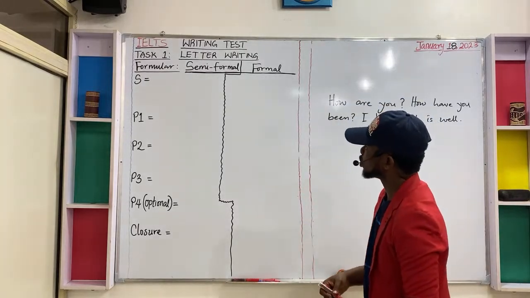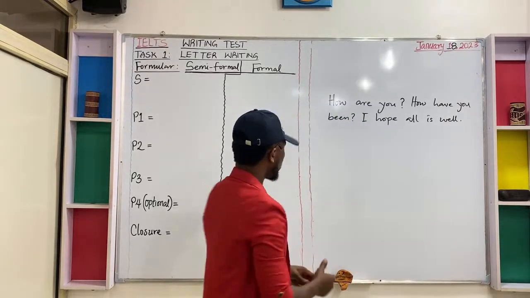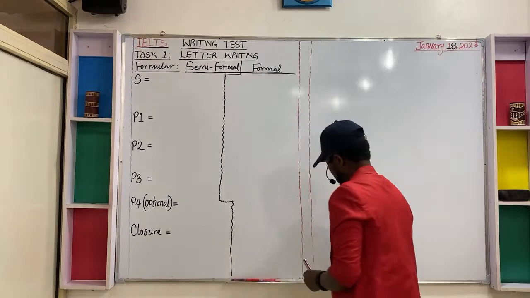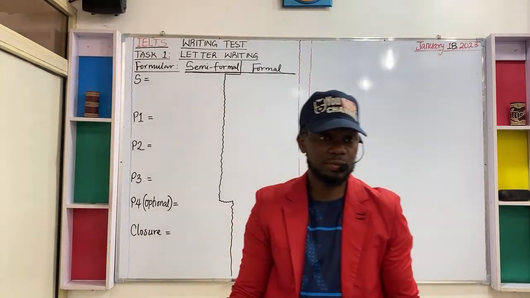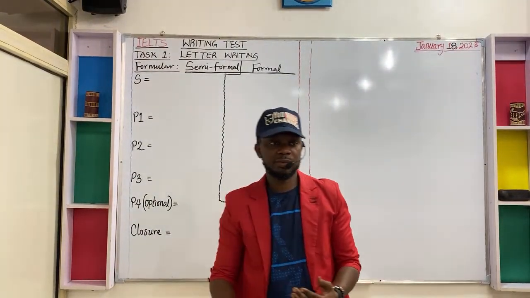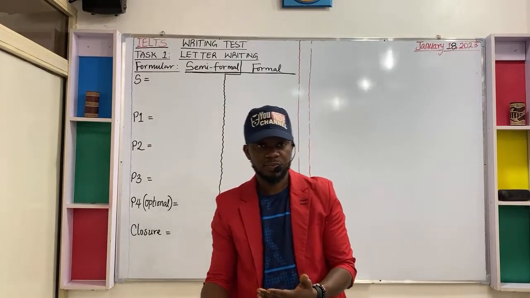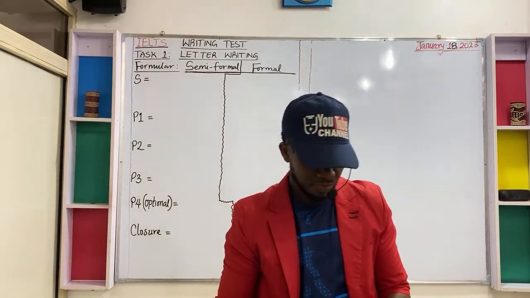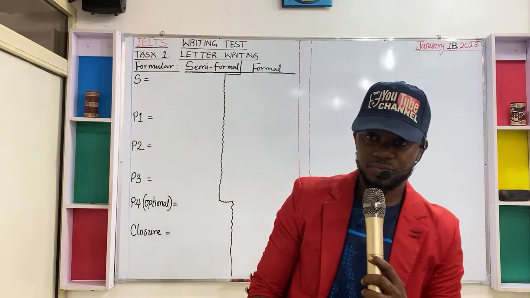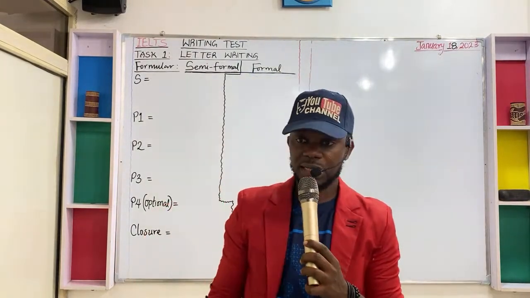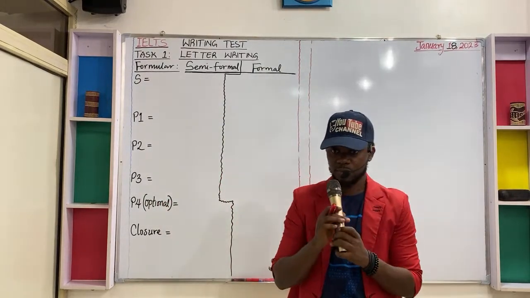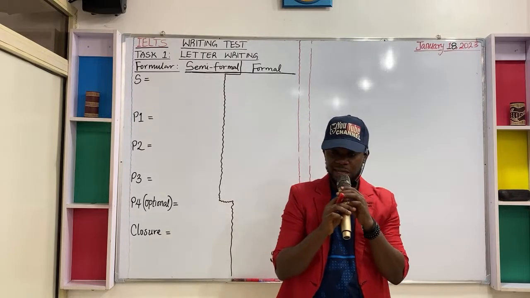Now let's look at examples of the formal letters. Examples of formal letters would be letters you write for employment. Letters you write applying for jobs. They are formal letters. Okay? Letters you write bidding for contracts. These are formal letters. Right? Letters you write for resignation. Resignations are formal letters as well. Right? Letters you write to media houses. These are also formal letters.